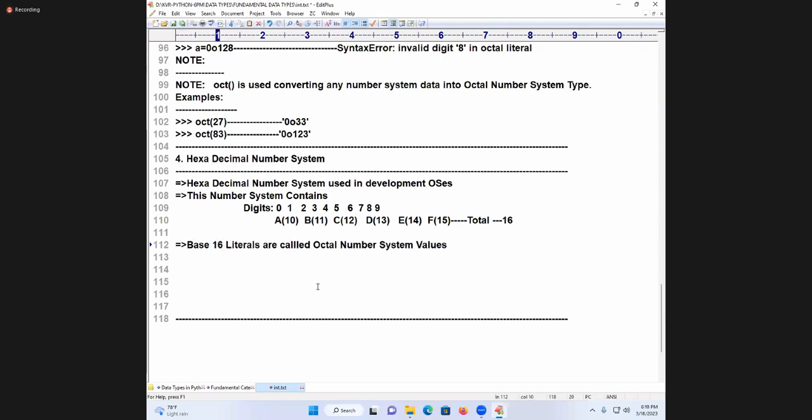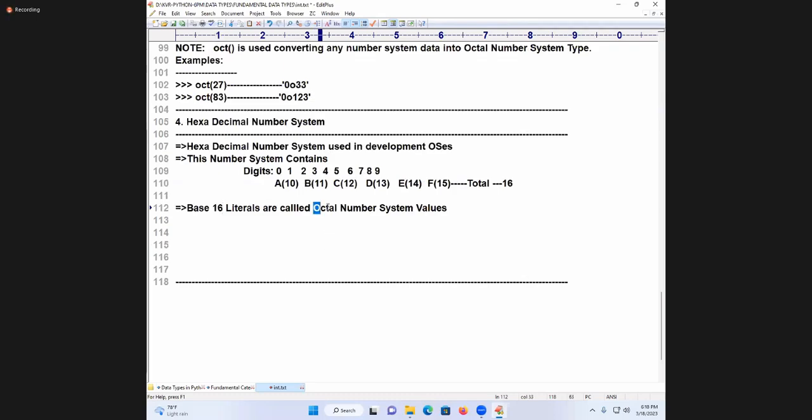Hexadecimal. Base 16 are called what? Hexadecimal number system values. So I'm writing here hexadecimal number system values. Good. Now I'm going to introduce one important point.